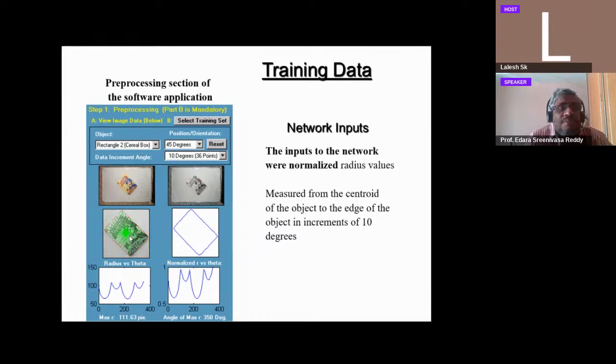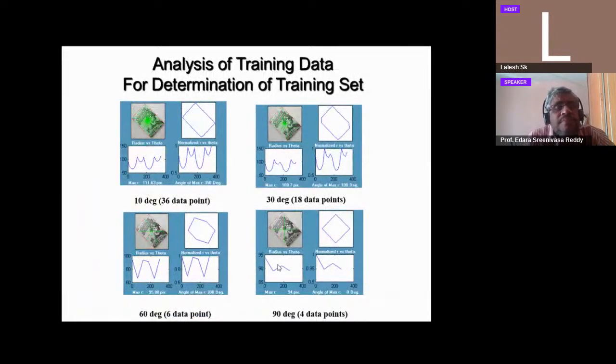Radius versus theta. And this is normalized radius versus theta. So these are the maximum angle of 355 degrees. This toolbox can be developed by anybody if you use simple image processing in any language. You can easily develop this toolbox, and it is very easy to use for any object. So when we are shifting the angle slowly by 10 degrees, 36 data points; 30 degrees, 18 data points; 60 degrees, 6 data points; and 90 degrees, 4 data points. So this is the analysis of training data for the training set.